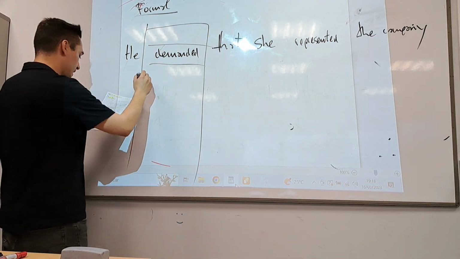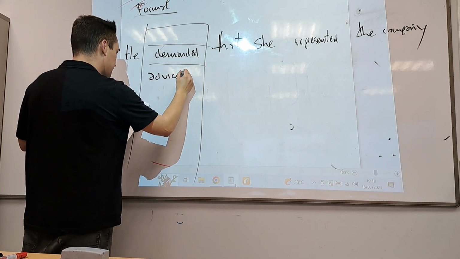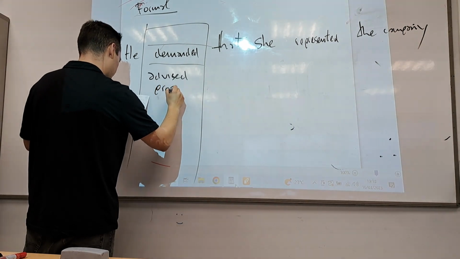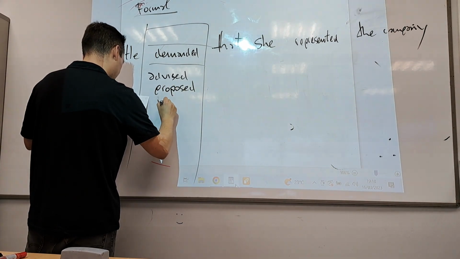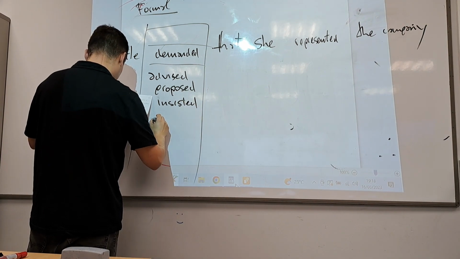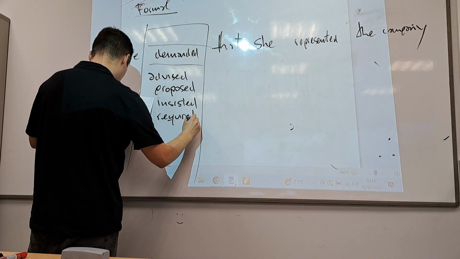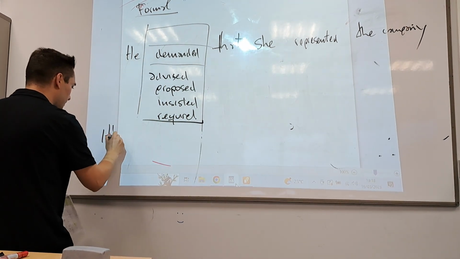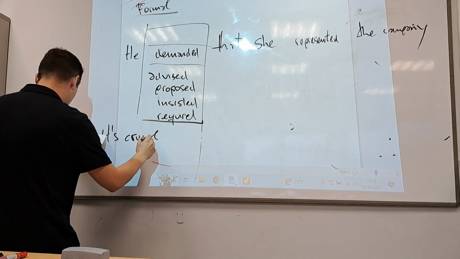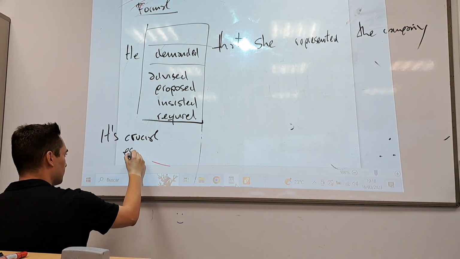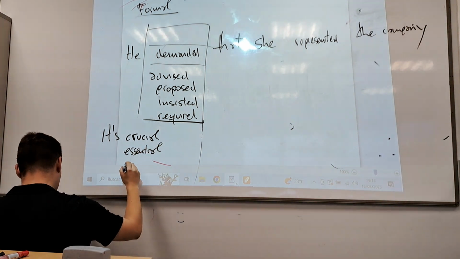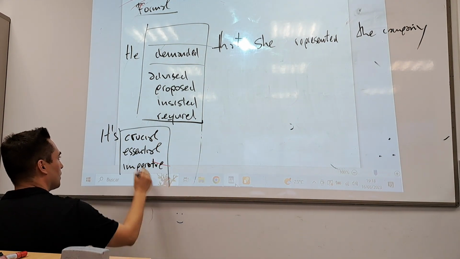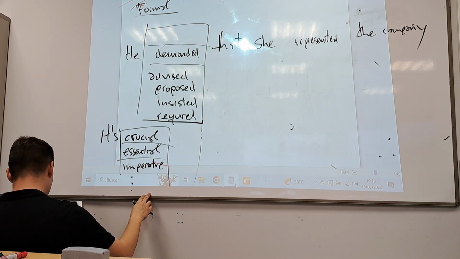You can say things like he demanded, he advised, he proposed, he insisted, he required. Another thing that you could say: it is crucial, it's essential, it's imperative. This is very formal. More examples in the book.